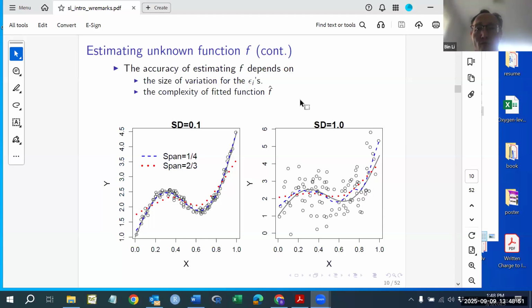So, estimating the unknown function f. Ideally we want our fitted f to be very accurate, right? However, the accuracy of estimating the f depends on lots of factors. So here are the two I will show. One is the size of the variation for the epsilon. One is the complexity of the fitted function f. Okay, so the size of variation for the epsilon.